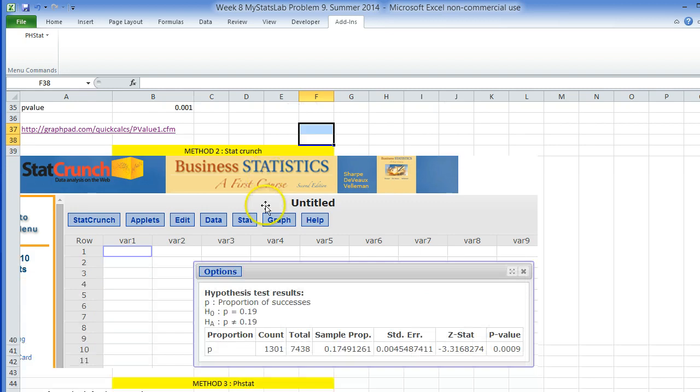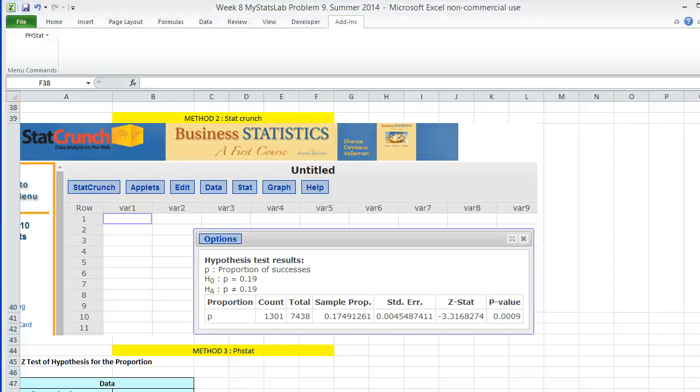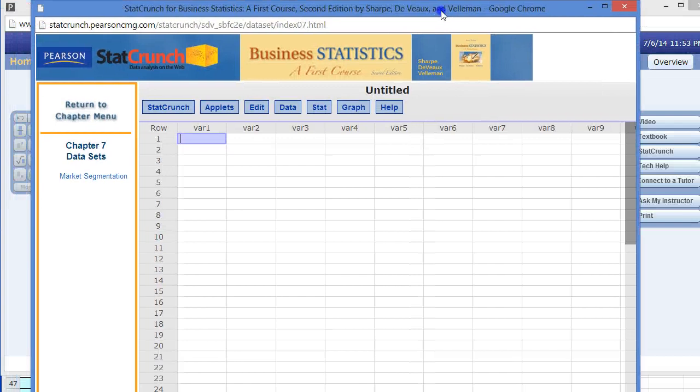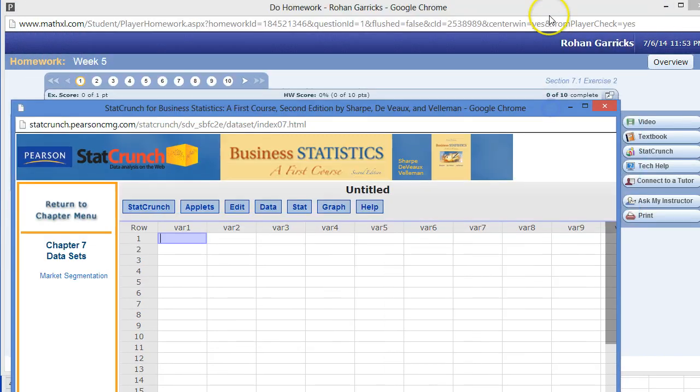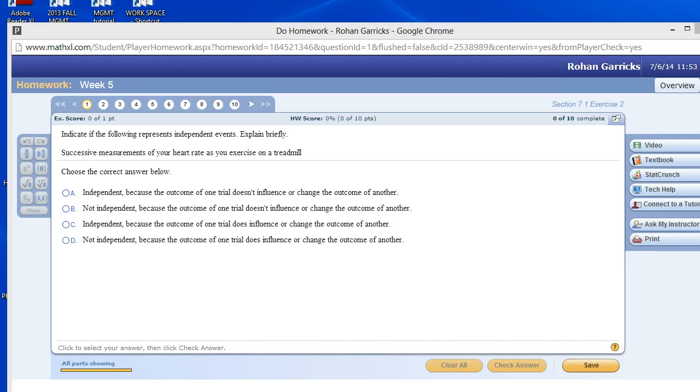The second method I want to show you is the result using what we call StatCrunch, which is a part of the package that you have access to in MyStatLab. If we are in the midst of a question, we can hit StatCrunch and it comes up here, and I'll make sure that I can see the data at the same time so that I can do this for you.